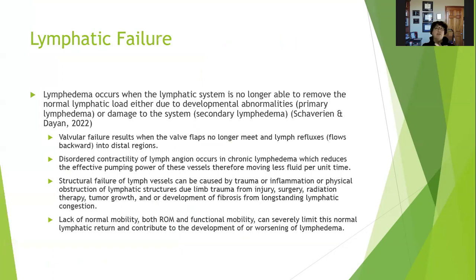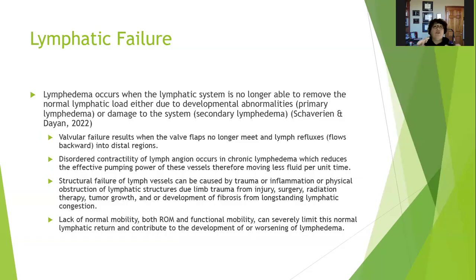So lymphedema occurs when the lymphatic system is no longer able to remove the normal lymphatic load, either because of primary lymphedema that you were born with or damage to the system from various causes that we've discussed, secondary lymphedema. So valvular failure results when the valve flaps no longer meet and the lymph refluxes, so it backflows into the distal region. So just like our veins that have valves to prevent backflow, the lymph vessels also have valves to prevent backflow.